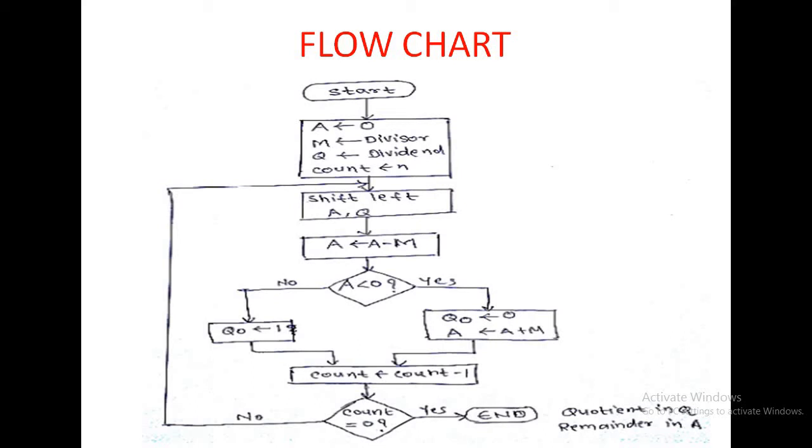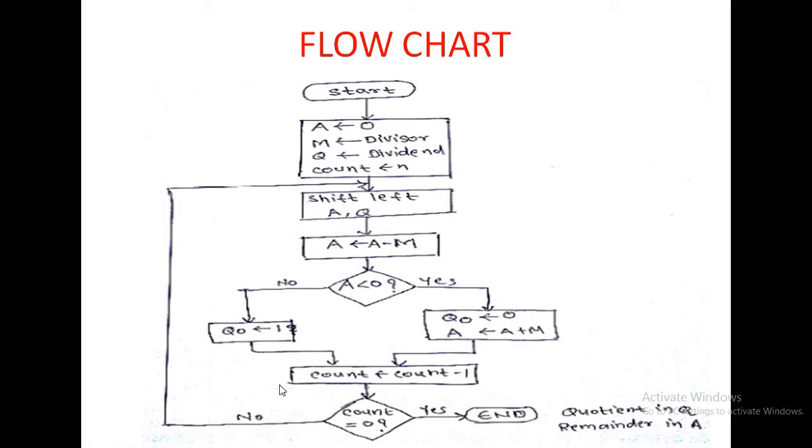Count means in how many steps the problem is solved. If we take a 4-bit number, the problem is solved in 4 steps. If we take 5-bit numbers, the problem is solved in 5 steps. So n is 5. M is the divisor and Q is the dividend value. What will we do first? First we will shift left all the numbers. A and Q are first shifted towards the left.